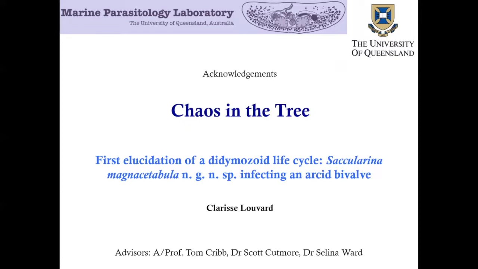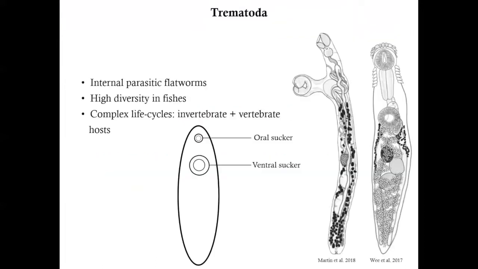So today I'm going to talk to you about the life cycle of the fluke, a platyhelminth trematode parasite of the family Didymozoidae. Trematodes are internal parasitic flatworms whose diversity is highest in fishes, especially in marine fishes. They have very complex life cycles involving invertebrate and vertebrate hosts. And if you look at the small diagram here, that's typically what they look like. It's an elongated shape with an oral sucker and a ventral sucker.